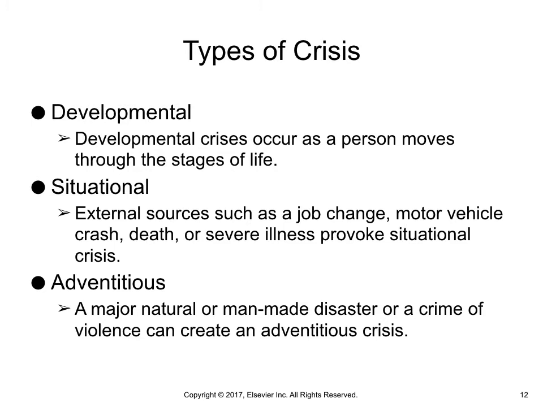Types of crisis. A crisis implies that a person is facing a turning point in life. There are 3 types of crises: 1. Maturational or developmental crises, 2. Situational crises, and 3. Disasters or adventitious crises. Developmental crises occur as a person moves through the stages of life. External sources such as a job change, a motor vehicle crash, a death, or severe illness provoke situational crises. A major natural disaster, man-made disaster, or crime of violence often creates an adventitious crisis. Patient-centered care provides an important context for crisis intervention.